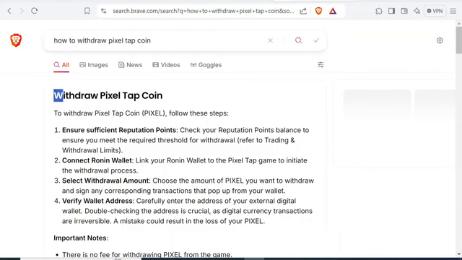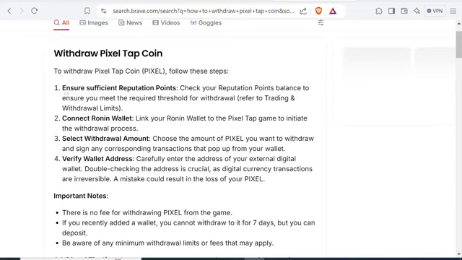Yo, what's going on? So this is how to withdraw Pixeltap Coin. The first step to withdraw Pixeltap Coin is to ensure sufficient reputation points. Check your reputation points balance to ensure you meet the required threshold for withdrawal, referring to trading and withdrawal limits.